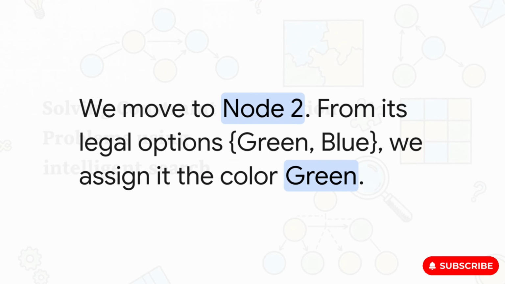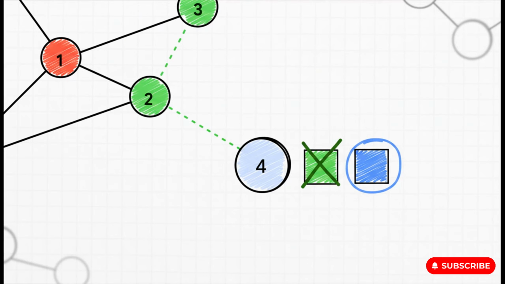All right, moving on. Let's go to node 2. We already know it can't be red, so from its legal options, green or blue, we'll just pick one. Let's assign it green. So far, so good, no rules broken yet. See, every choice has consequences. By coloring node 2 green, we've just created a new restriction for its neighbor, node 4.